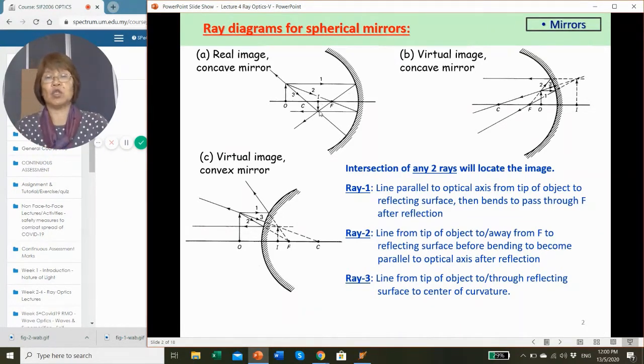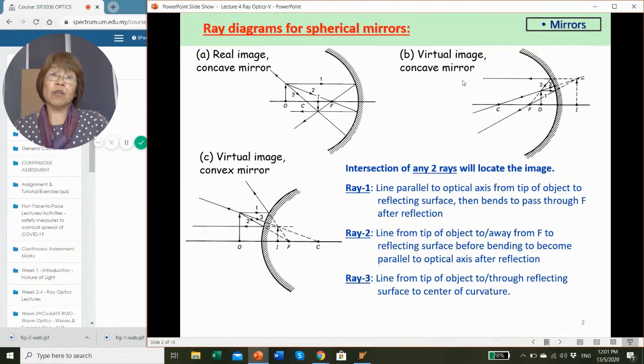There's another ray which I think is easy to draw as well. That's the ray that you align from the top of the object to the center of curvature. This line passing through the center of curvature is basically the radial line. So it will arrive at the mirror and get reflected on itself, because here it will be a normal incidence, and it will meet at this intersection point. Here, in this case, the image formed is real.